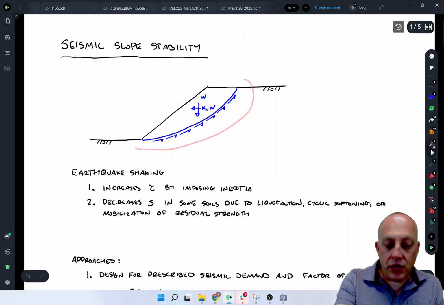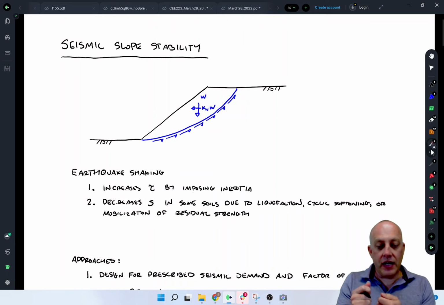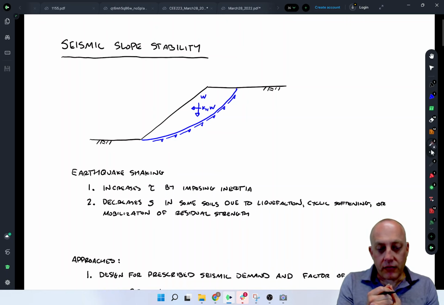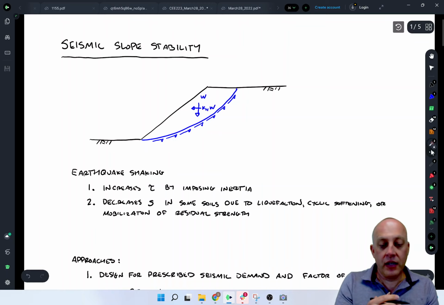What we will often do is, before we would have the weight of the slope in a static problem. Now we add a horizontal body force. That's a static body force. Of course, in real life, acceleration changes, right? It's a time series. And so in reality, the acceleration of the slope will be time variable, but we often will simplify it as being this constant kh multiplied by the weight of the sliding mass, W.